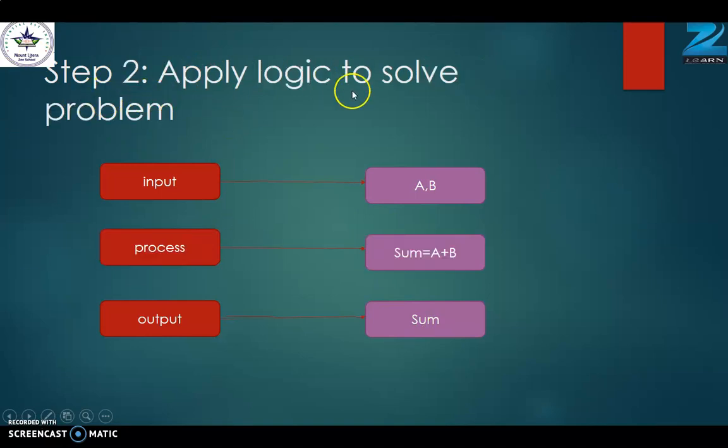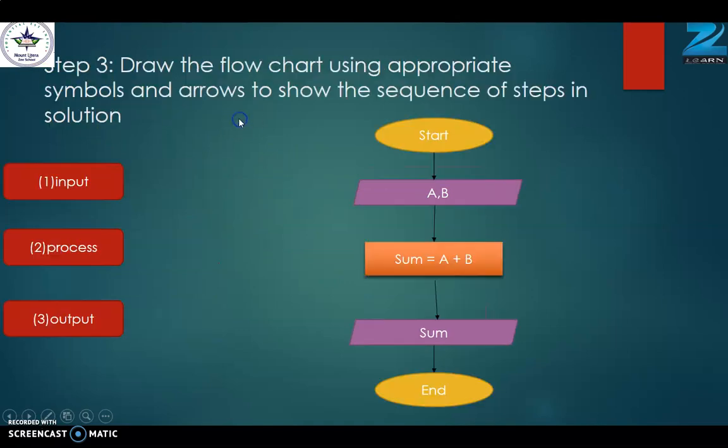Then step 2. Apply logic to solve the problem. So what logic should be applied here? Addition of two numbers. So here a simple logic, that is the formula of addition, we are going to apply. Sum equal to A plus B. So that will be the process. So here the second step is clear.